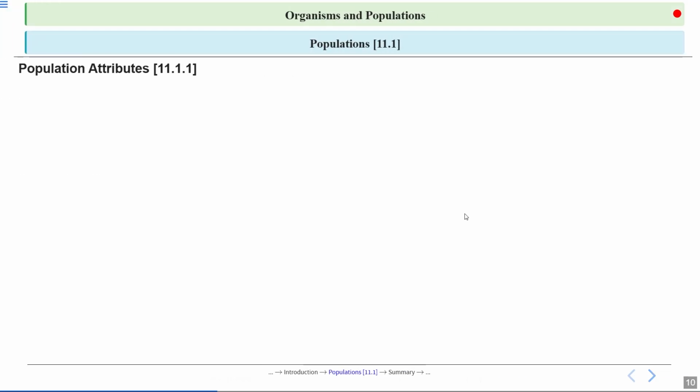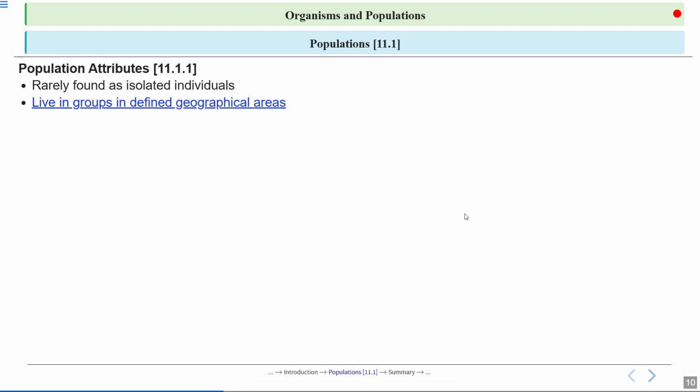Okay, now let's talk about some of the features of the population, characteristic features of the population. The first one is rarely found as isolated individuals. So population consists of a group of individuals. Okay, means that most of the species prefer to live in groups rather than living alone.